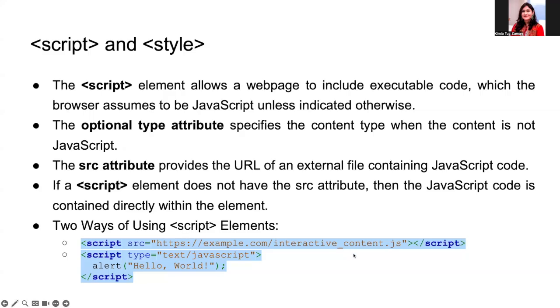So if the script element does not include the source attribute, then the JavaScript code can be written directly inside the tag. For example, this way. And in short, there are two main ways of using the script element: linking to an external JavaScript file, or just writing the JavaScript code directly within the element.